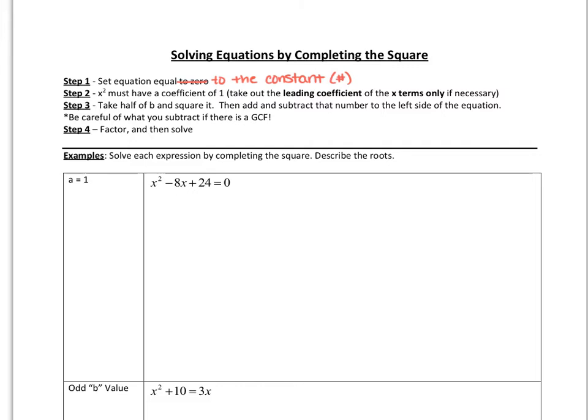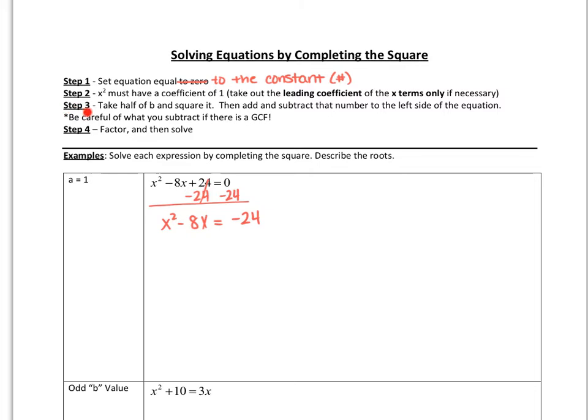So in problem number 1, I have categorized this where it says a is equal to 1. All that means is this leading coefficient, the ax squared, is 1. So we're going to do step 1. Set the equation equal to the constant. So I'm going to subtract the 24 on both sides. So we have x squared minus 8x equals negative 24. And then step 2 says the x squared must have a coefficient of 1. Take out the leading coefficient if we need to, which we don't.